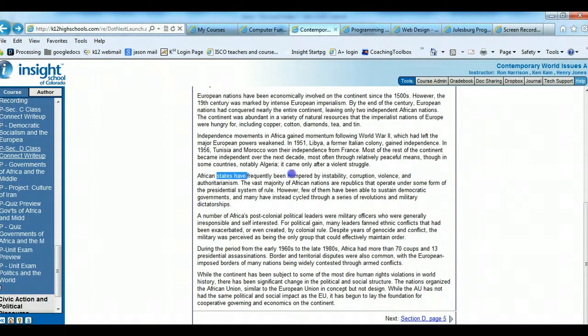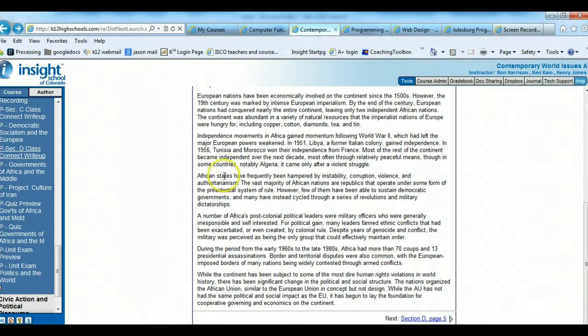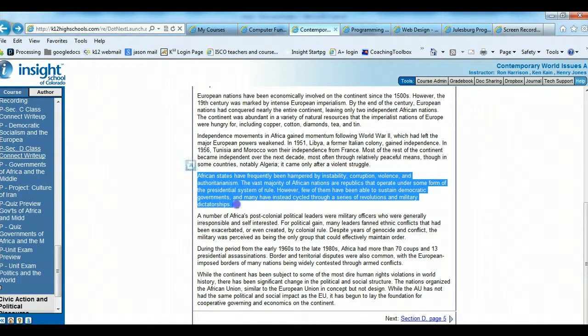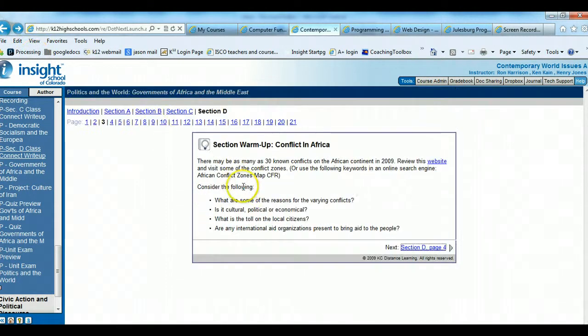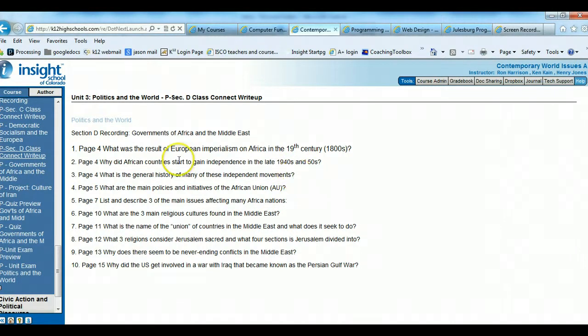their independence has been hampered by instability, corruption, violence, and authoritarianism, meaning one-person rule. Few of them have been able to sustain democratic governments, and many have cycled through revolutions and military dictatorships. So a lot of this paragraph right here is really the result of what happened. That paragraph is really the answer to this question: what was the general history of many of those independence movements? Well, there's lots of corruption, civil war, human rights issues, things like that.